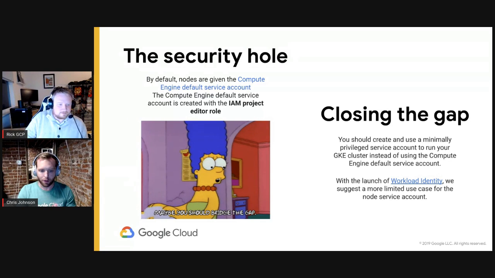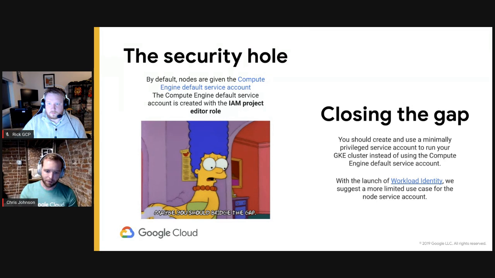Yeah, so I wanted to just call out, as Rick was mentioning earlier, by default there's a pretty big security hole in theory, right? The nodes themselves are given the Compute Engine default service account. For those that aren't familiar with what that means, essentially it gives that service account full IAM project editor permissions. What that will give you is the ability to modify state with the service account, create and delete resources, right? So what we want to do ideally is minimize the amount of privileges that account has.